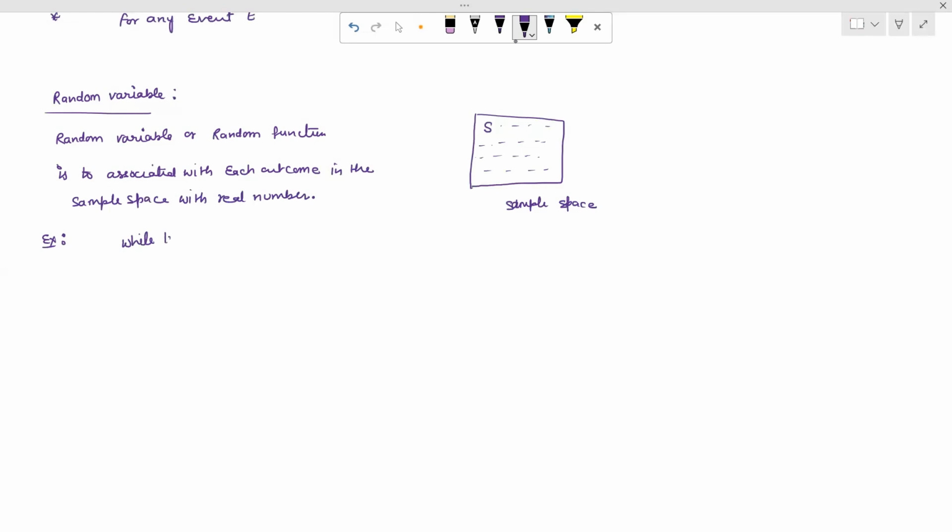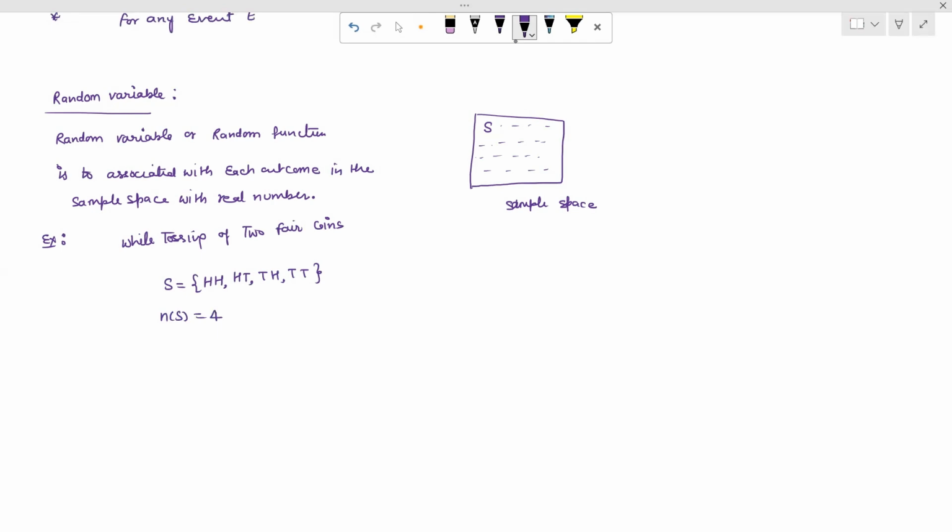Consider tossing of two fair coins. When two coins are tossed, first we make the sample space. The possible outcomes are both are head, one tail and one head, and both are tail. So there are four possible outcomes. The number of elements in the sample space is equal to 4.